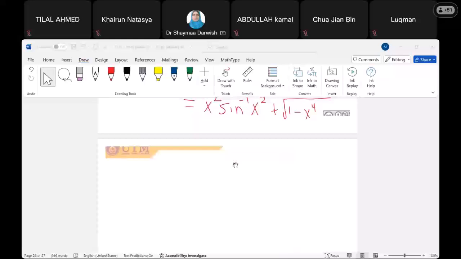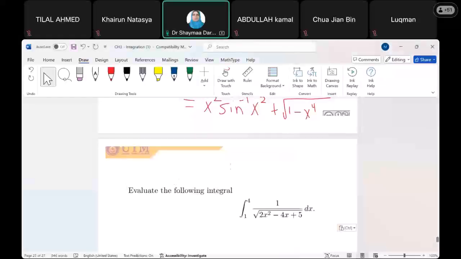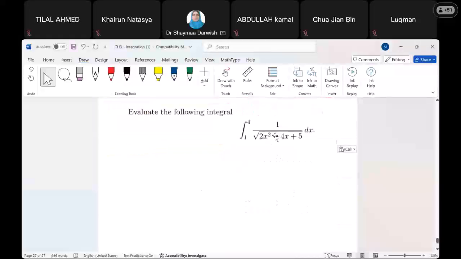Okay, the last example for today. Before next class, I have to start chapter 4, same integration as well. This one also. Okay. Evaluate this integral: 1 over square root of 2x squared minus 4x plus 5.